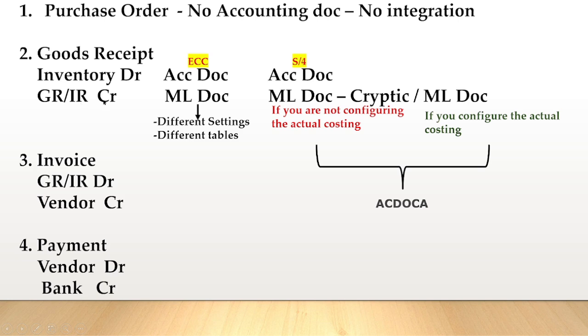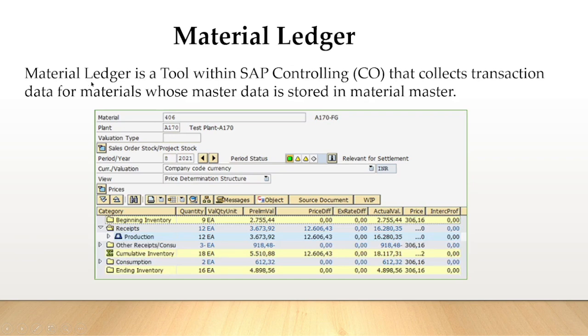From the documentation point of view, you have two aspects: accounting and material ledger. In ECC, an accounting document will be generated. In S4 also, an accounting document will be generated. Then the material ledger point of view. What is material ledger? Material ledger is a tool within SAP controlling (CO) that collects the transaction data for materials whose master data is stored in the material master.